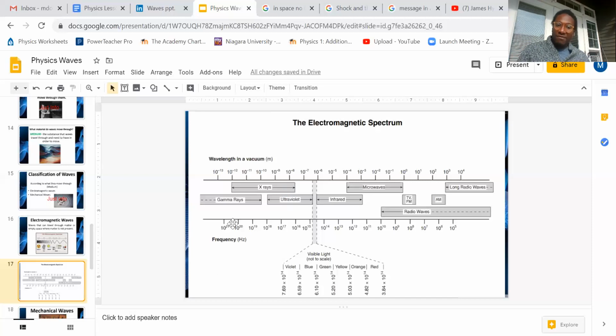And then we have our gamma right here. And I think we know that you probably refer to gamma rays, X-rays, ultraviolet as radioactive. We'll talk a little bit more about what that means to be radioactive in our next lesson.